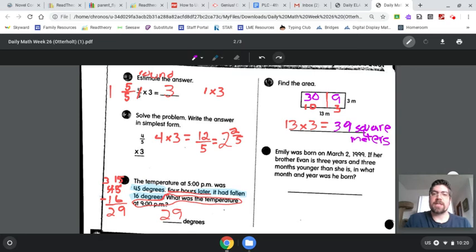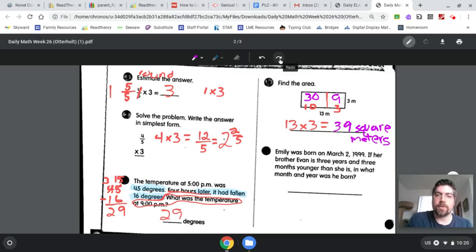Looking at the last problem for today, we have Emily, who was born on March 2nd, 1999. If her brother Evan is 3 years and 3 months younger, that means subtraction, right? Take away, younger than she is, then what month and year was he born? So she was born March 2nd, 1999. He was born 3 years and 3 months later on. Did I do that math right? Uh-oh. I think I did my math the wrong direction.